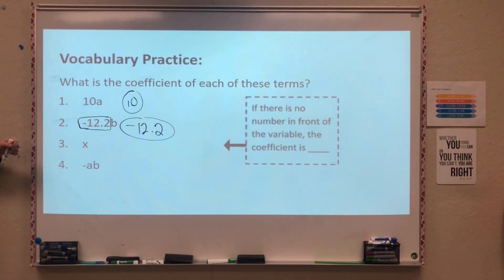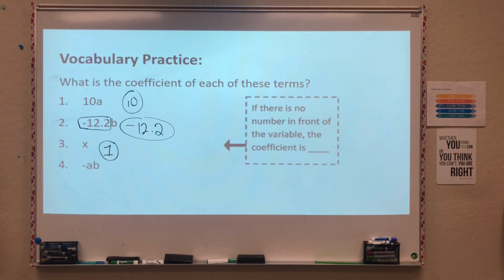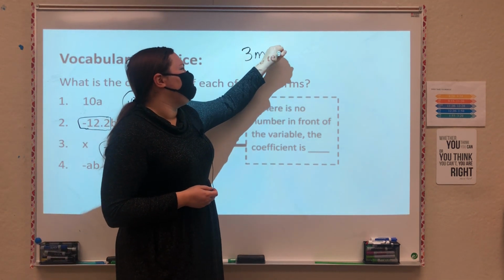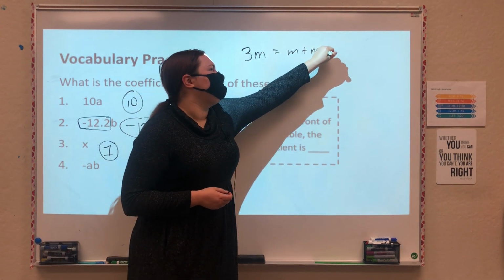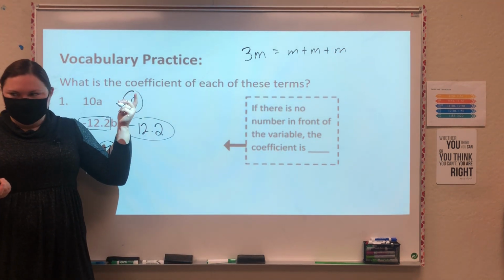Now 3, Carlos, I saw you got it. What number did you say? 1. Why is the coefficient 1? Is it just something you've learned in the past and you just remember it? Which is great. Let's talk through why it's 1 though. Remember earlier when we had the 3m equals m plus m plus m, and I asked you what they had in common? Do you remember what you said they have in common?